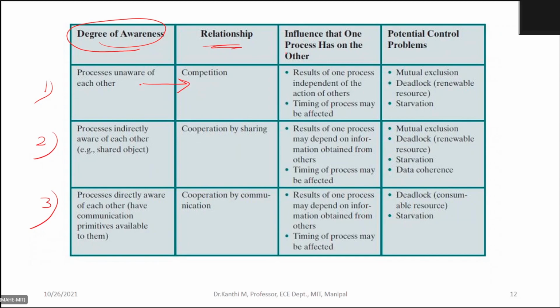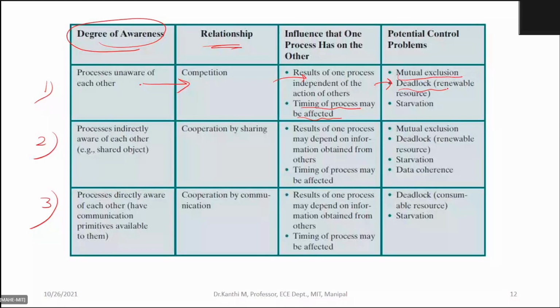So what is the influence that one process has on the other in such cases? The results of one process are independent of the action of others. And the timing of the process may be affected. And what are the various control problems? You have mutual exclusion, deadlocks, and starvation.